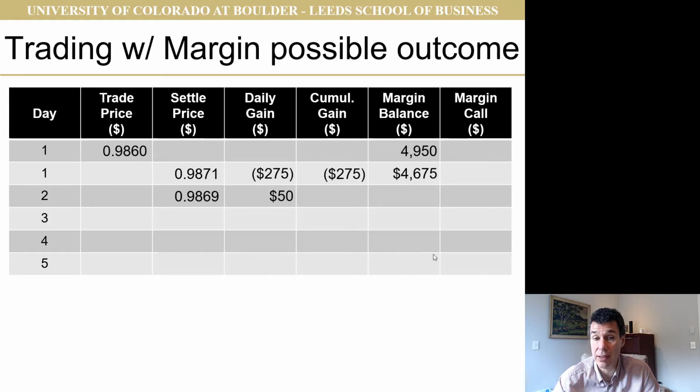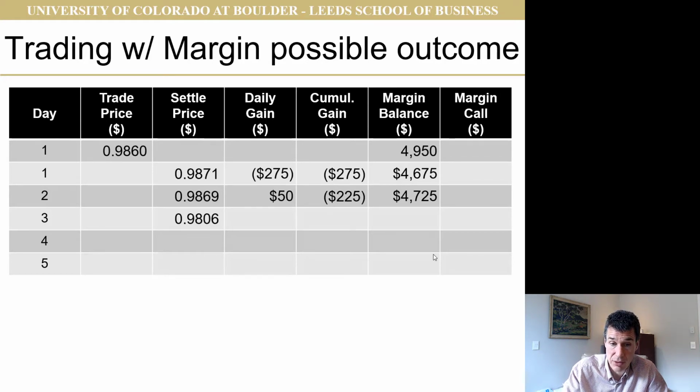They make $50. That's 2 ticks. 2 times 1250 times 2 times 1250, sorry. And now their cumulative gain or loss is $225, and their margin balance goes up by $50. It's still above the maintenance margin level, so they don't have a margin call. It's below the initial margin level, so they can't take any of this money away.